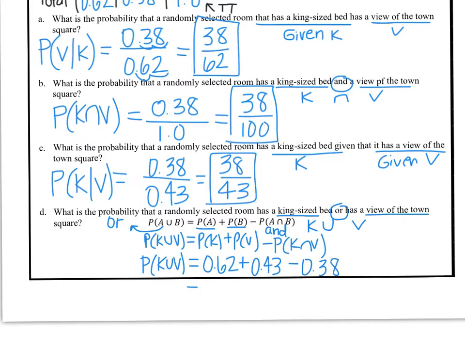And then when we type that into the calculator, you're going to get a decimal of 0.67. And we always want to write the or and and problems over 1.0. So then we can rewrite it as 67 over 100 as your probability. Okay? All right, go on over to the next page.